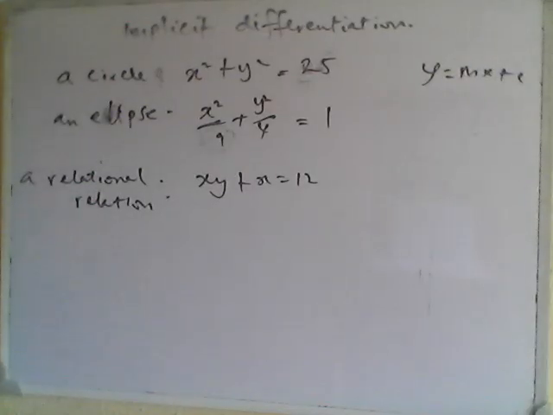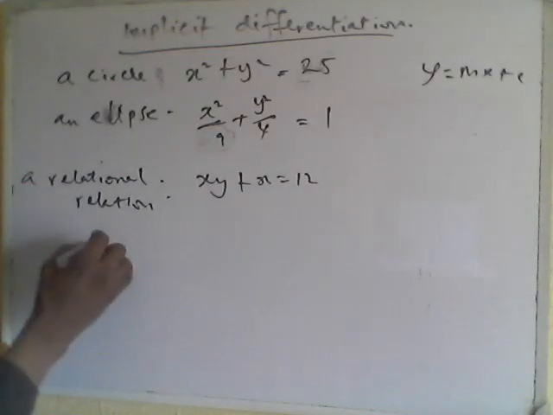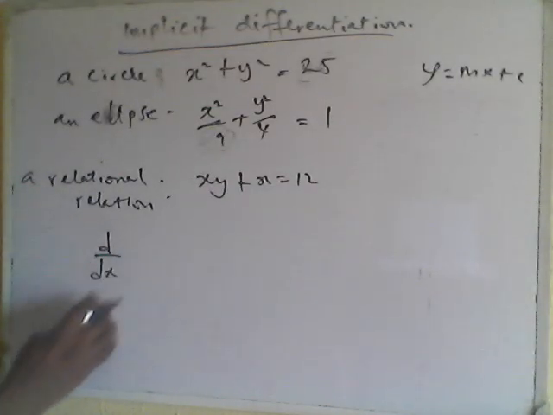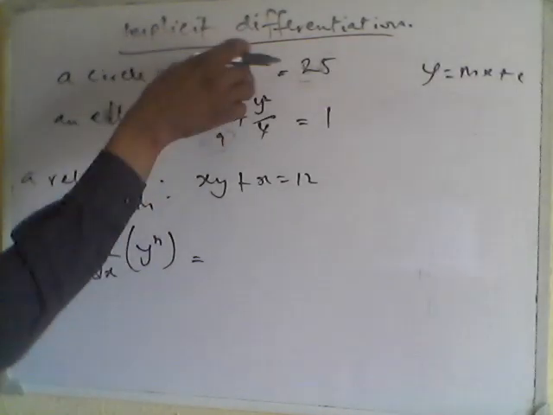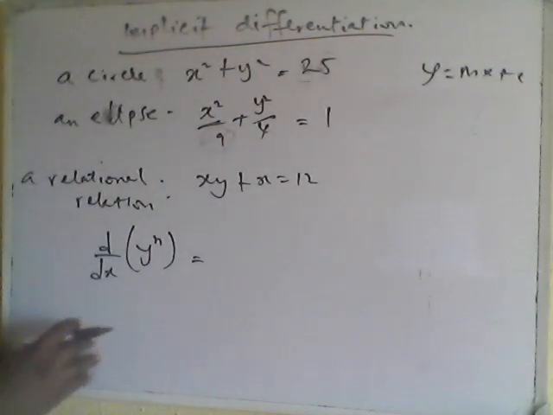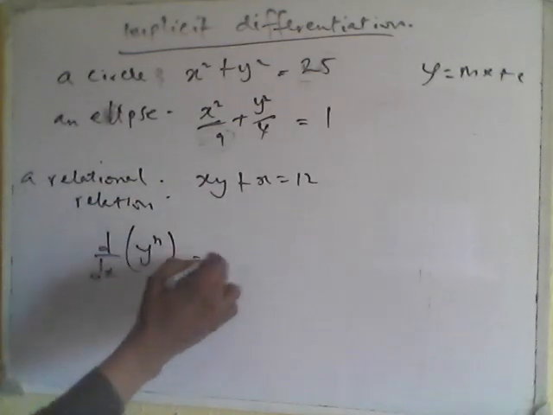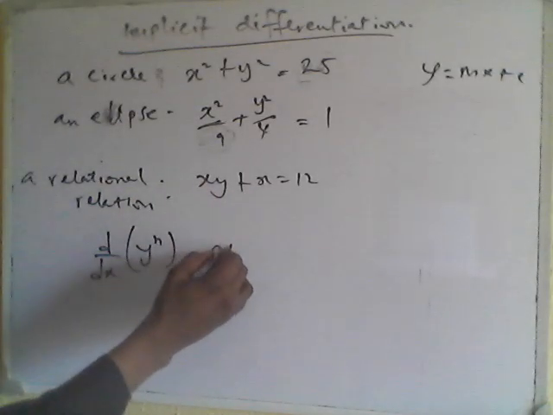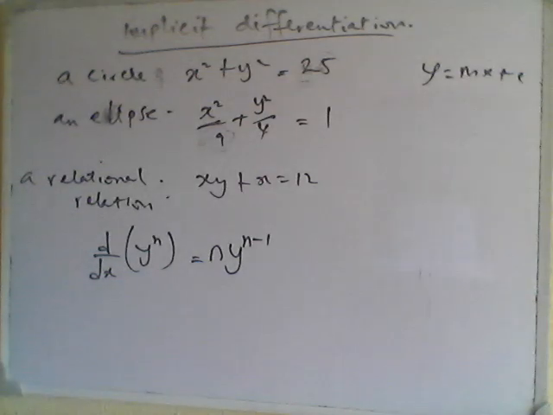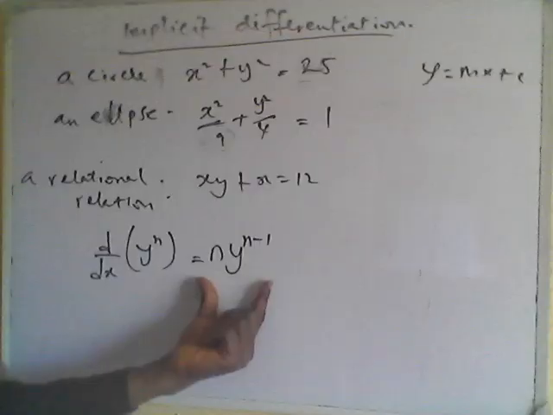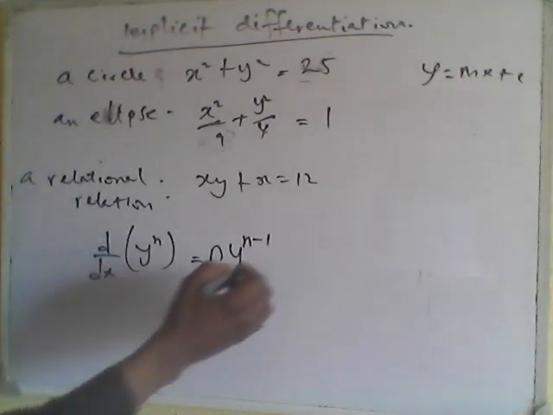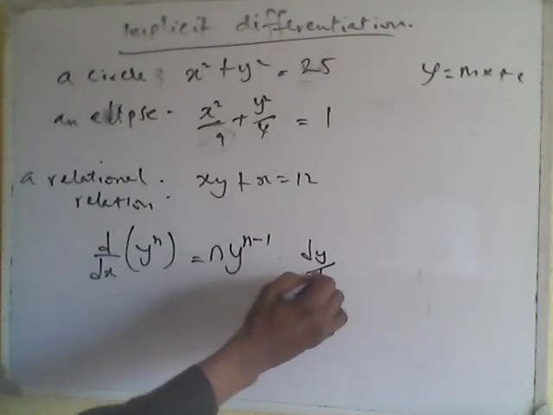So the key rule for implicit differentiation is that d/dx of y to the power n is equal to n times y to the power n minus 1. That means I have differentiated y as if y is a function of another thing. You understand? But at the same time, I'm treating it as a chain rule, so I will now also put a dy/dx.